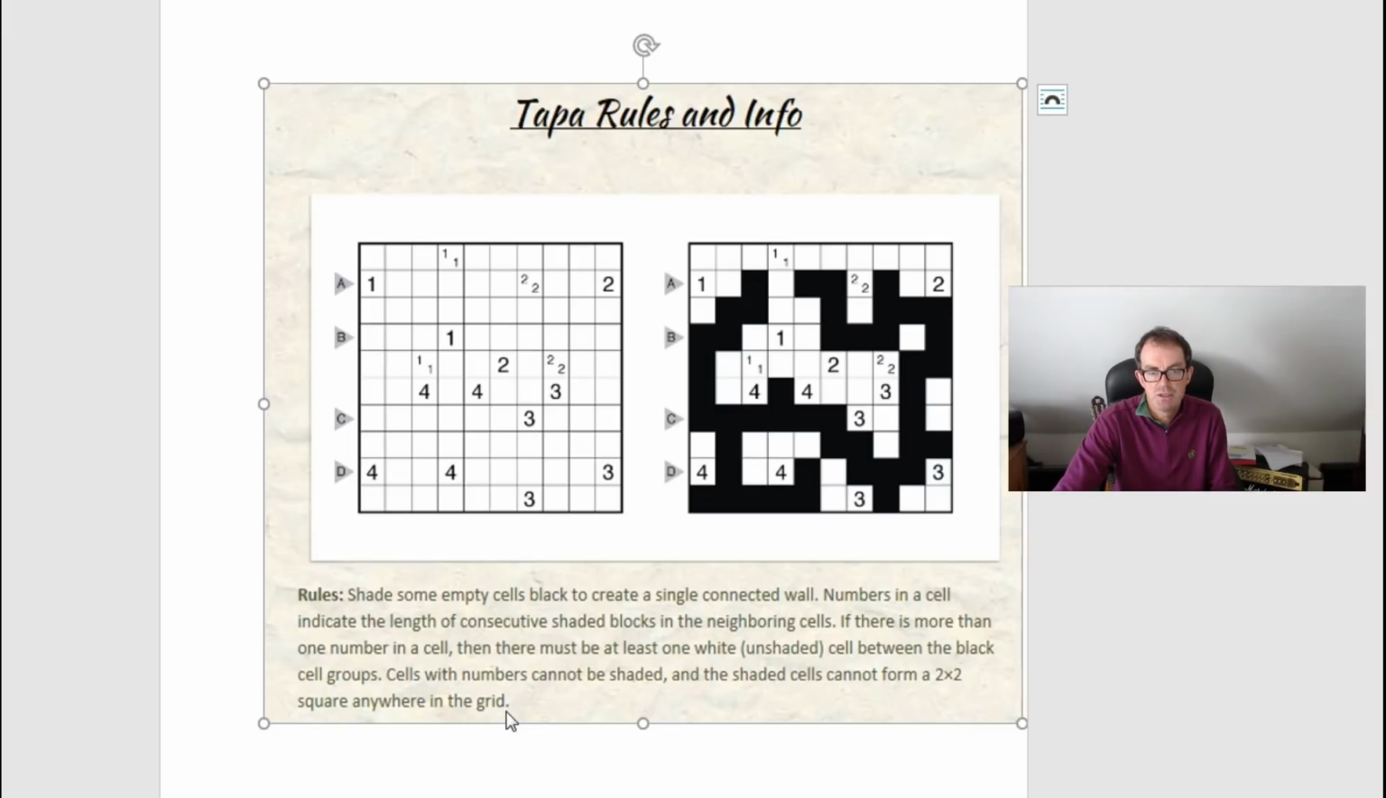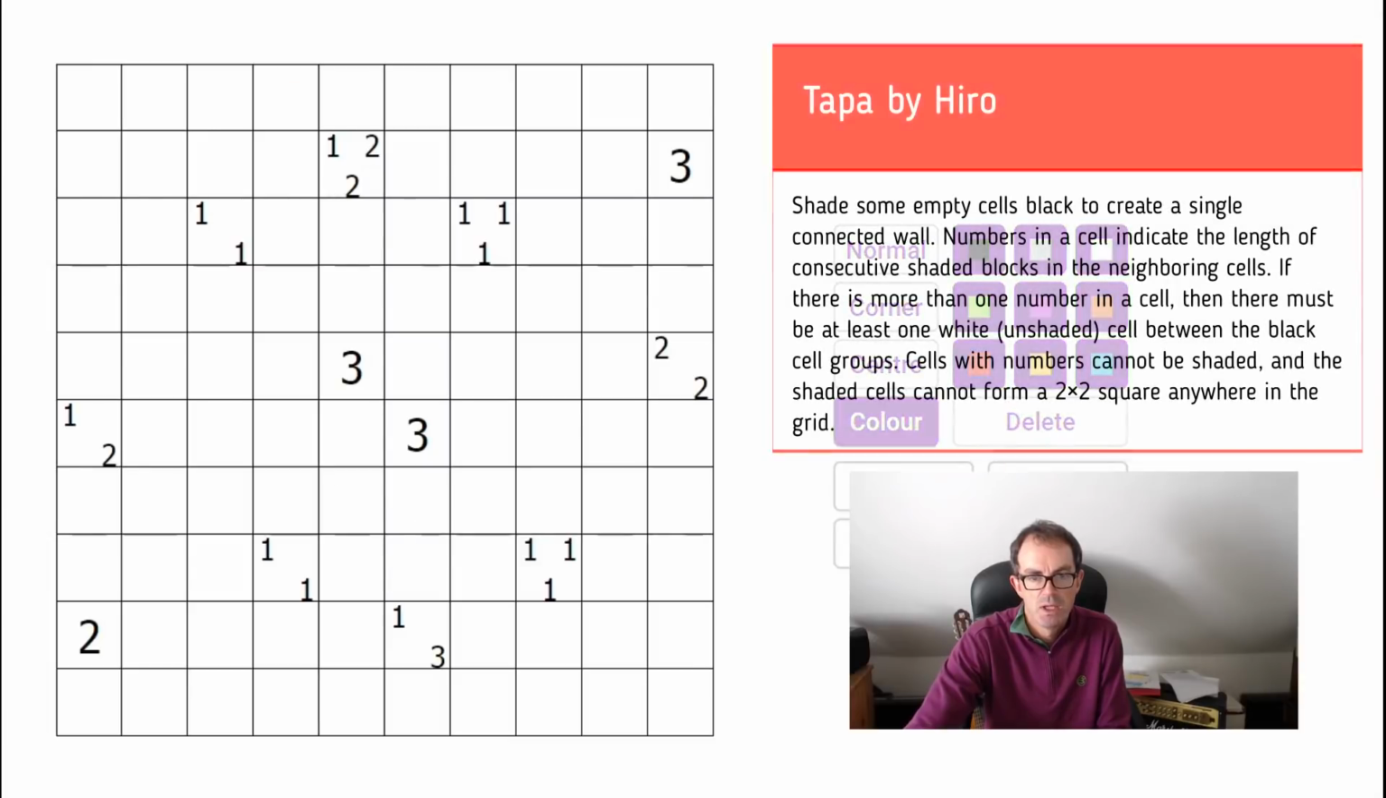cells with numbers cannot be shaded, okay, and the shaded cells cannot form a 2 by 2 square anywhere in the grid. Now that's a very standard condition of a lot of logic problems that you see from Japan, especially things like Nurikabe. That's a rule there as well. So if we look at this, let's say you were developing this solution and you were unsure about this square where the cursor is, then you would know, because of the 2 by 2 rule, this could not be a black square, because that would create a 2 by 2 black area, and that is not allowed. Right, so with that, let's go back to the puzzle and see how to solve it.